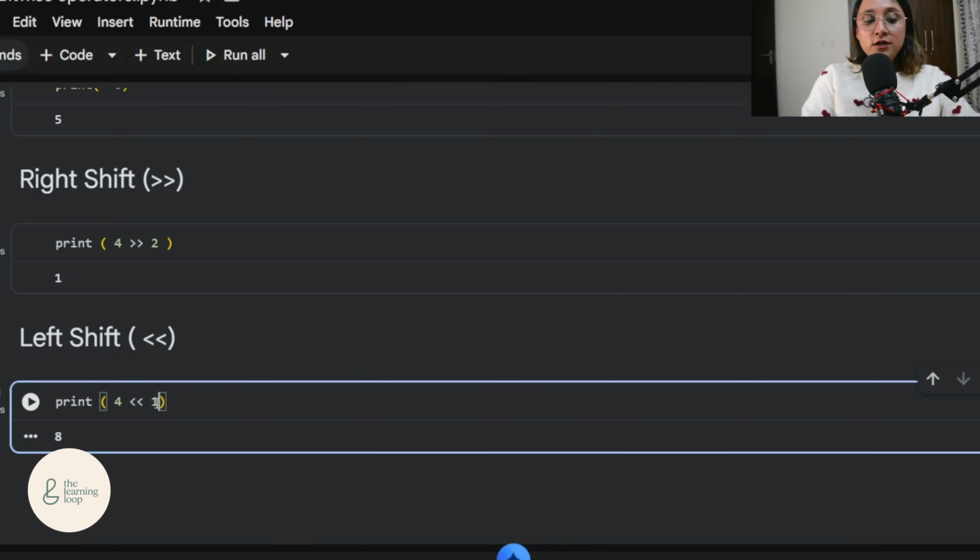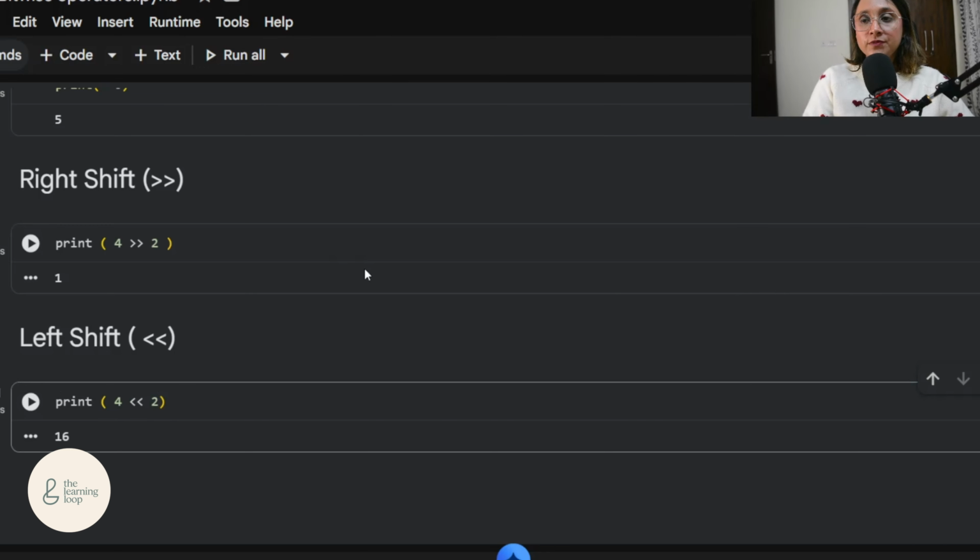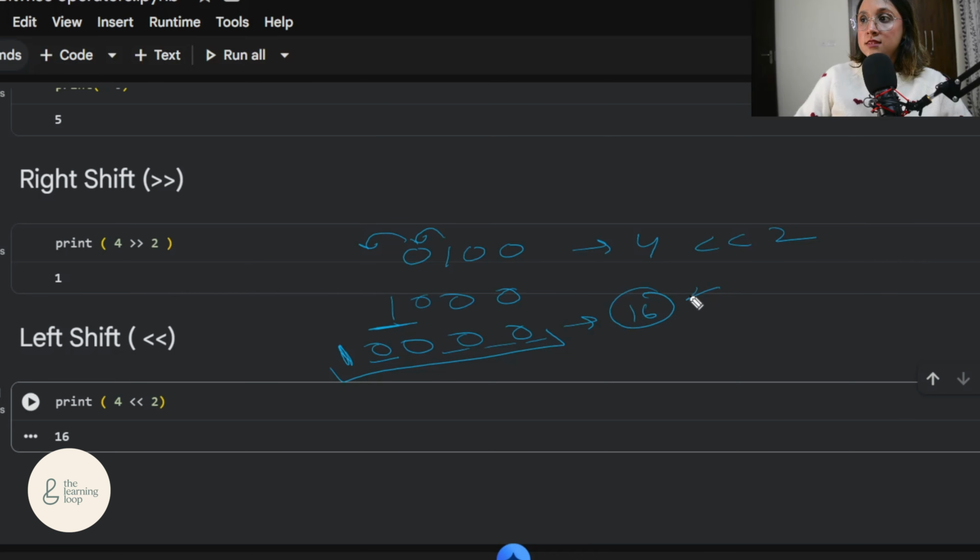And if I move it by 2 bits, the answer would be quite large, it would be 16, because it will again move 1 bit. So what happened is I had 0 1 0 0, which is 4, and then I said left shift 2, which means move it 2 bits towards the left. So let's say I move 1 bit, that is 1 0 0 0. Now I've moved 1 bit here, and then again I move 1 more bit, and the answer would be 16. Now 1 0 0 0 0 is presented as 16 in decimal.